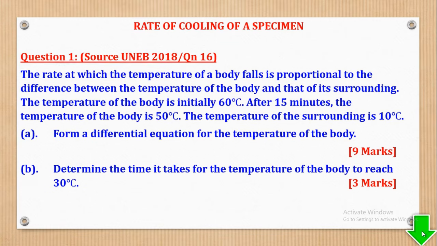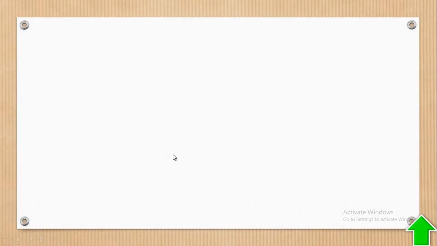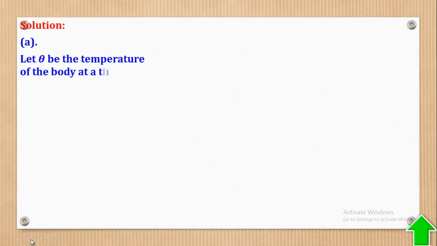So from the first line, we shall be able to extract out this differential equation, which will be solved. Now we need to define the symbol. Let theta be the temperature of the body at any time t. So t denotes time. Therefore the rate will be d theta dt. I think you remember that under the topic of rates of change under application of differentiation 1, and that video is also available on this platform.